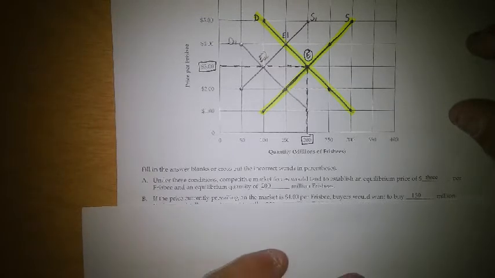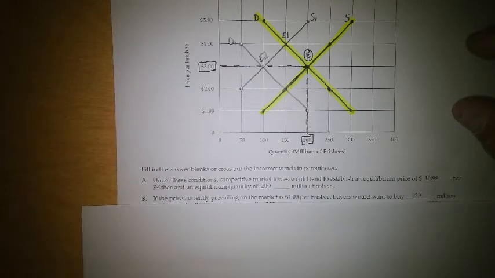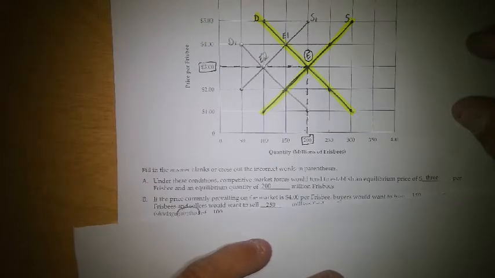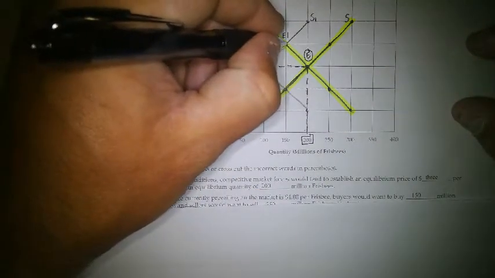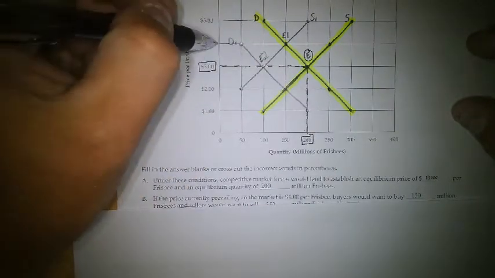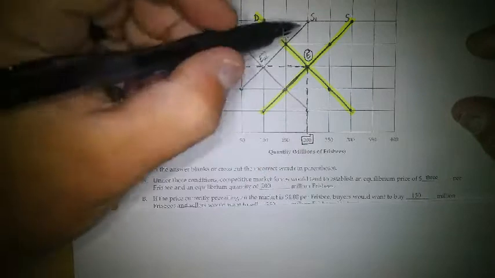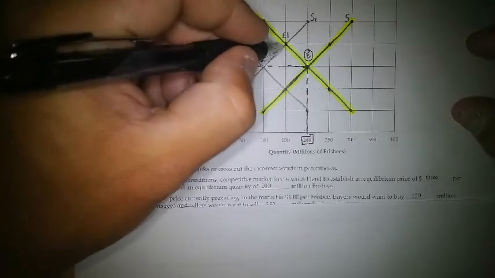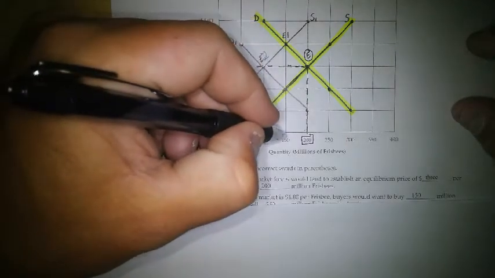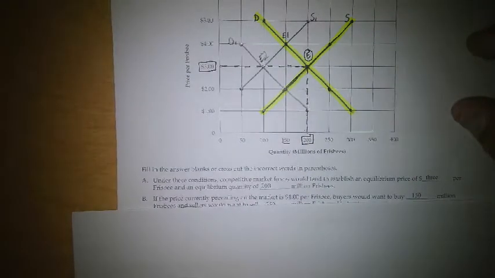Letter B. It says, if the price currently prevailing on the market is $4 per frisbee, then what will buyers want to buy? So in order to find that, we would come up to $4, make our little line. Y'all with me? And at $4, how many would buyers want to buy? That's a demand question, right? Because we're trying to figure out how many they'd want to buy. So I would go over to $4, I would come down, and my answer would be how many? 150. You guys see that? Does that make sense to you guys?